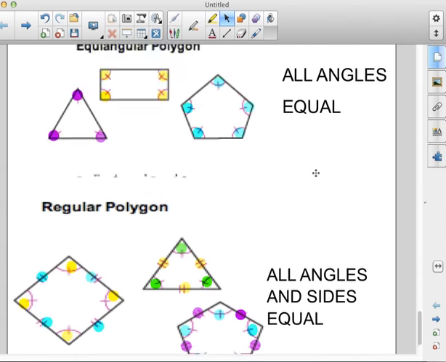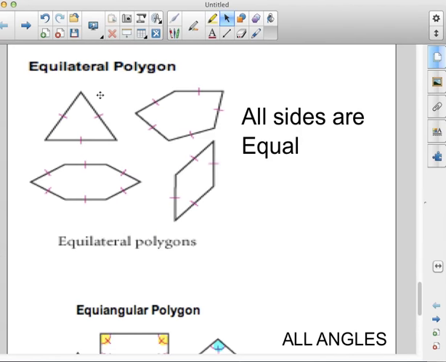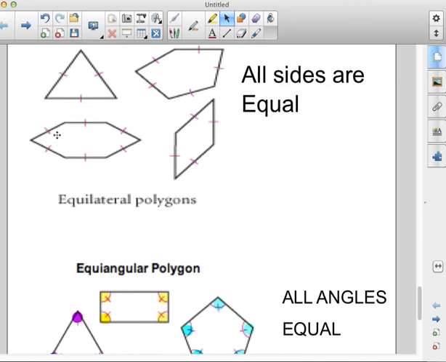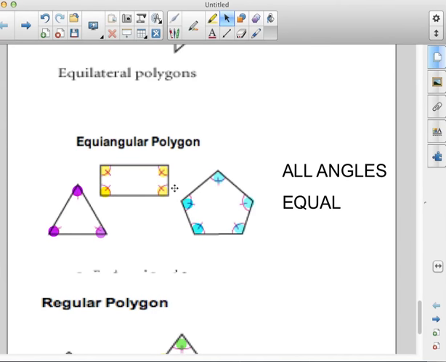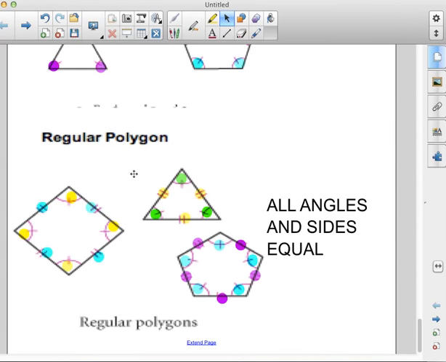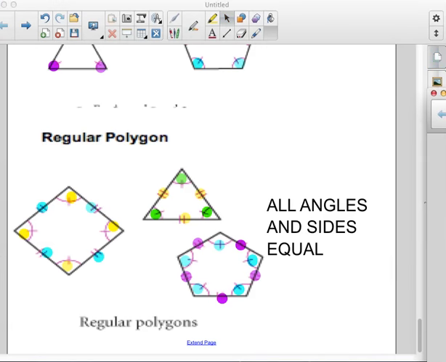So we have equilateral polygons where all the sides are equal. We have equiangular polygons where just the angles are equal. And we have regular polygons where the angles and the sides are equal. All right, guys, now let's try some exercises.